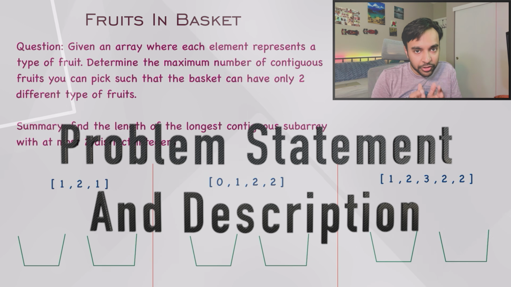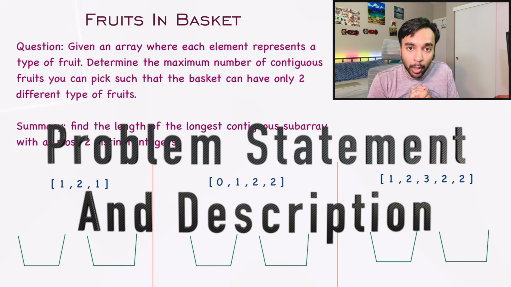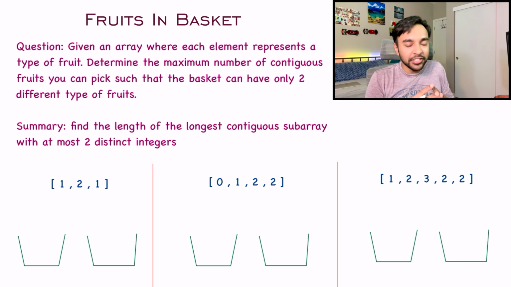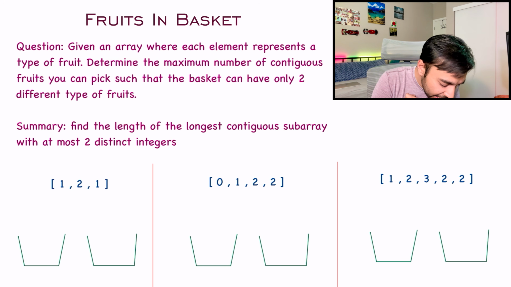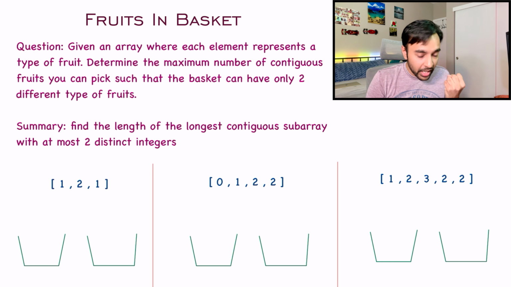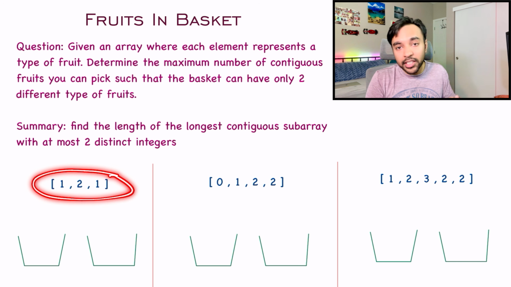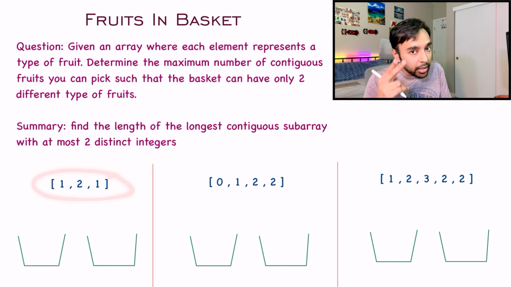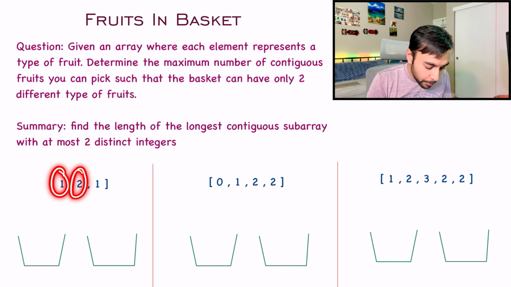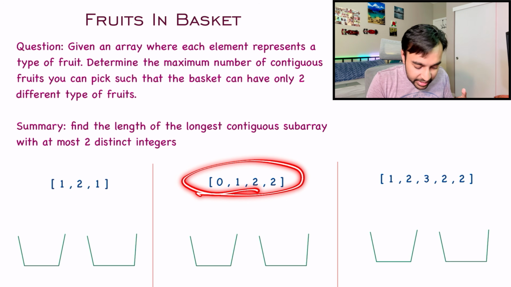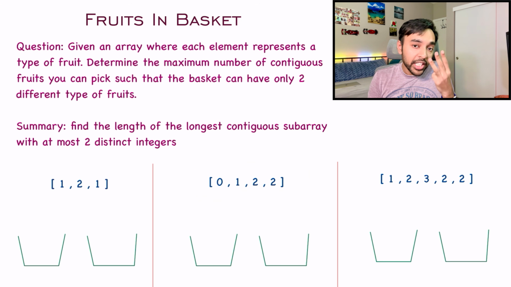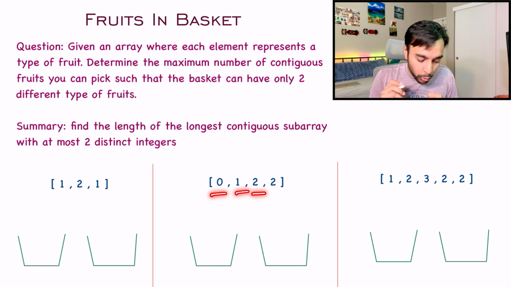First of all, let's try to make sure that we are understanding the problem statement correctly. This problem is written in a very verbose manner, so we will try to shorten it up. Basically, you are given an array where each element represents a type of fruit. For example, in the first test case, you have 3 elements, right? But only 2 different types, 1 and 2. Similarly, in your second test case, you have 4 elements, but only 3 different types, 0, 1 and 2.